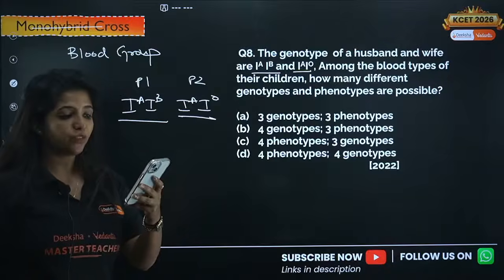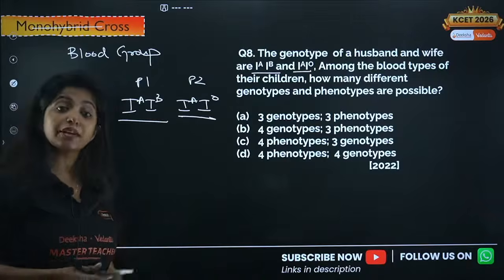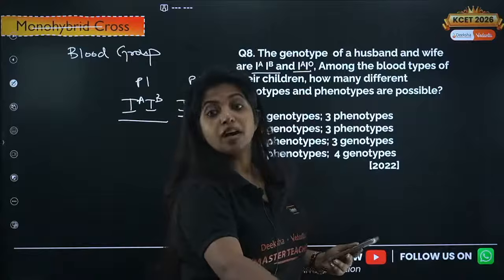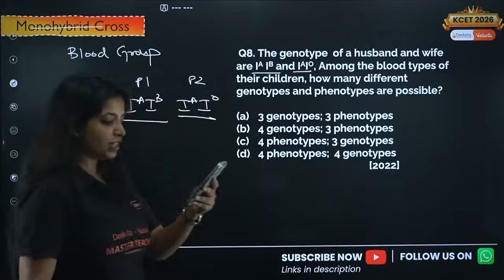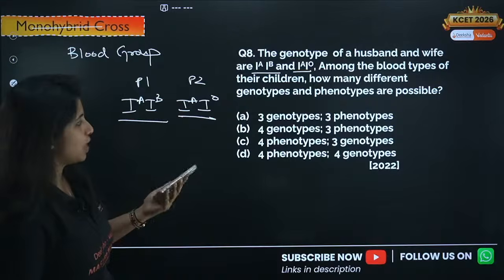What do you think is the answer for this question? Among the children, how many genotypes? Genotypes mean genetic makeup. How many unique genetic makeup can you see? And how many unique phenotypes can you see over here? That is the question. So Manjunath says the answer for this question is B. Is it B? Let's check it out.